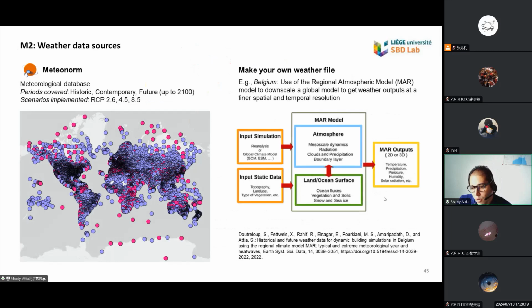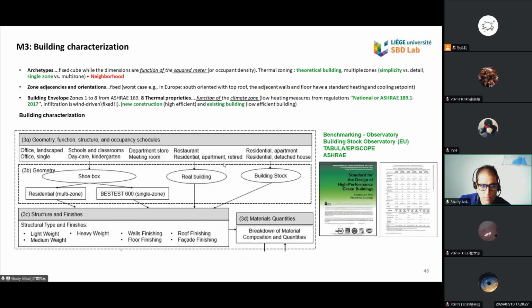And this is an example of a study where we were using future weather files in order to estimate the emissions and the energy use in buildings. Module number 3 goes further into detail, talking more about the building characterization. And here you need to define what is your building type.